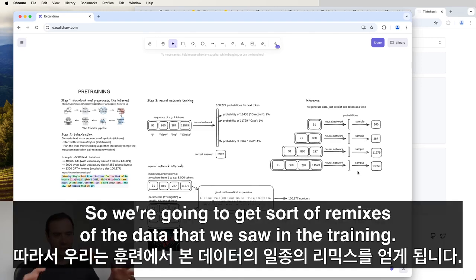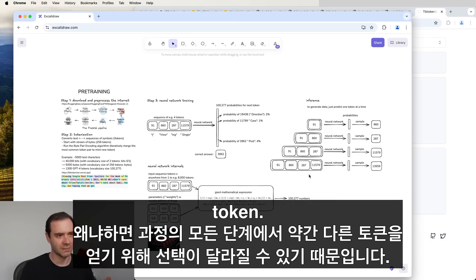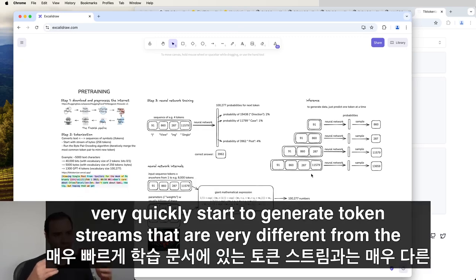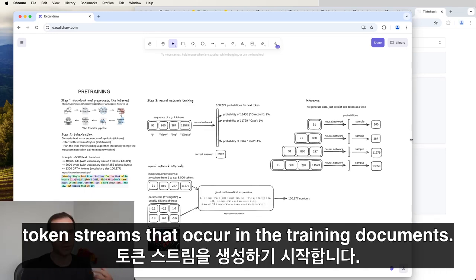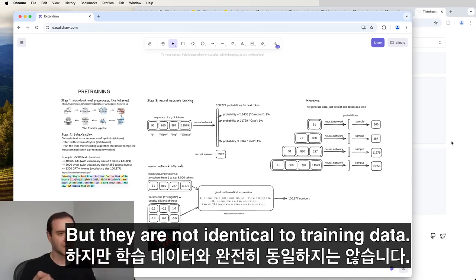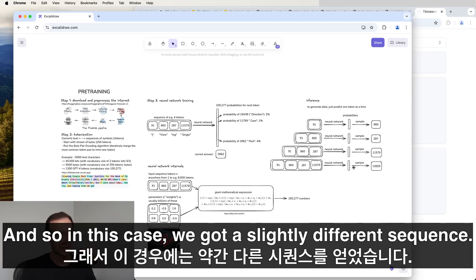So we're going to get sort of remixes of the data that we saw in training, because at every step of the way, we can flip and get a slightly different token. And then once that token makes it in, if you sample the next one and so on, you very quickly start to generate token streams that are very different from the token streams that occur in the training documents. Statistically, they will have similar properties, but they are not identical to your training data. They're kind of inspired by the training data. So in this case, we got a slightly different sequence.